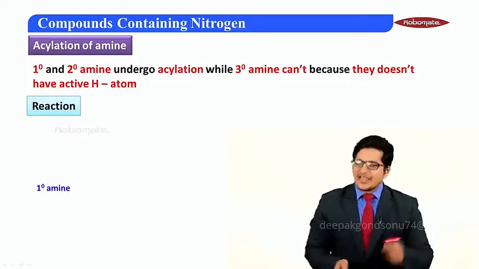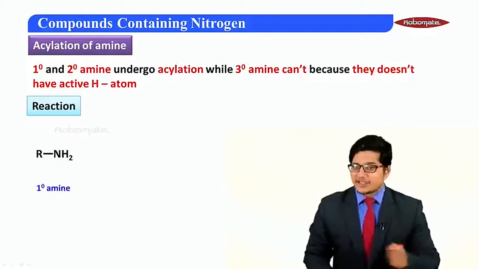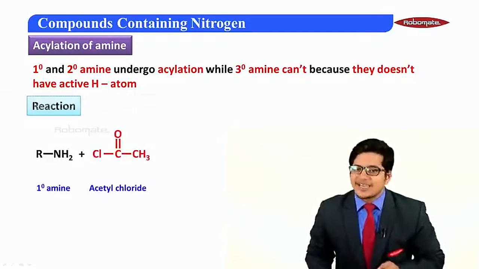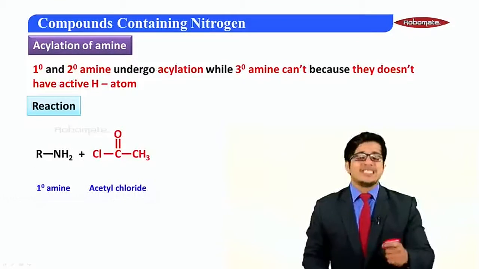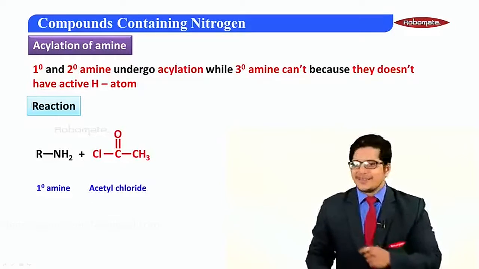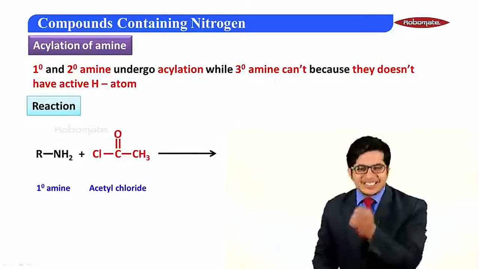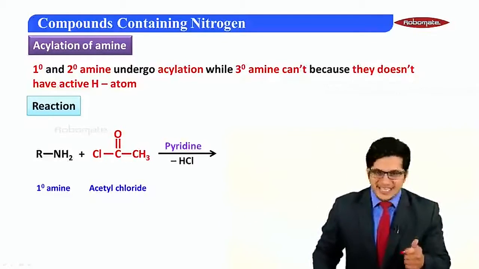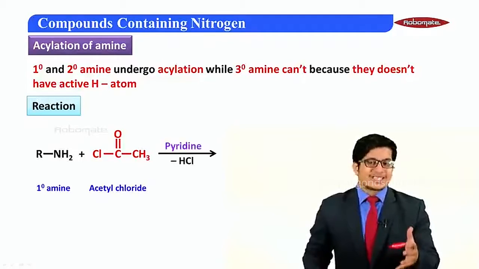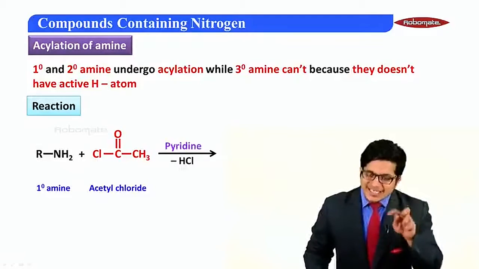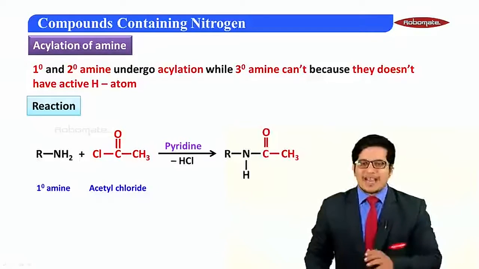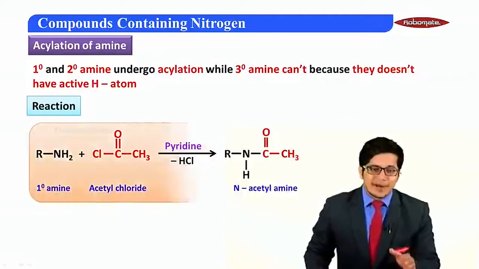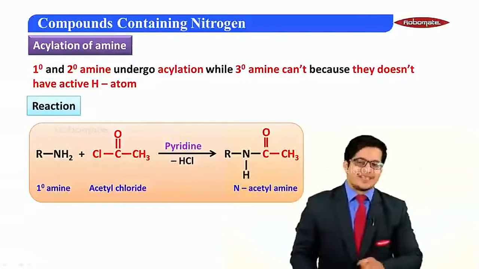Let's take a primary amine, that is RNH2. Now to this primary amine, we are adding acetyl chloride, that is CH3 C double bond OCl. What would happen? H and Cl would combine in presence of pyridine, giving us HCl. And what we are remaining with is RNH, and this entire RNH would be added towards C double bond OCH3. That means you got a compound which is N-acetyl amine.